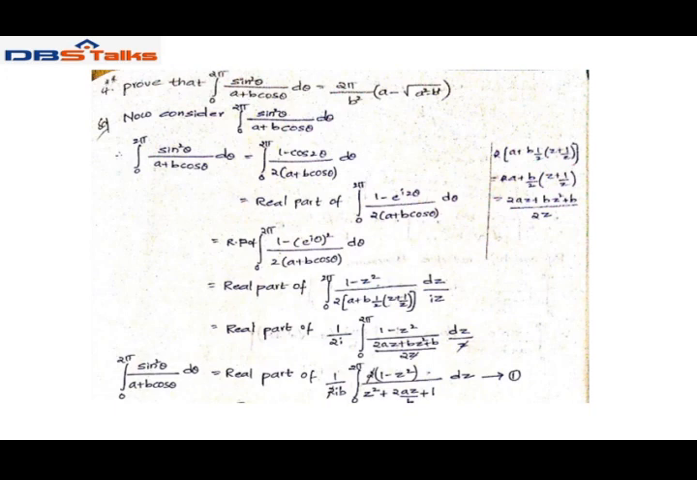Now we calculate separately a plus b into 1 by 2 into z plus 1 by z. Taking the LCM, it equals 2az plus bz square plus b over 2z. That is the real part of 1 by 2i; 1 by 2i is a constant, so we write it outside the integral 0 to 2 pi.